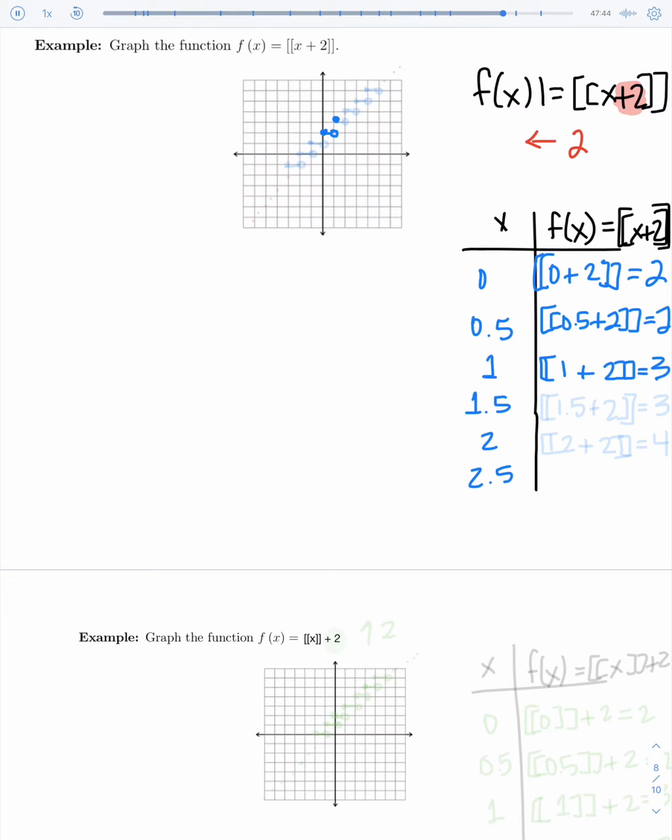Okay, keep on going. What happens if we plug in 1.5 plus 2? We get 3.5. Well, again, it's the floor function, so it's going to round it down, so 3.5 will round down to 3. So we're still in the same step, and then if we plug in 2, we get 2 plus 2, which is 4. That's an integer. It's going to stay where it is.